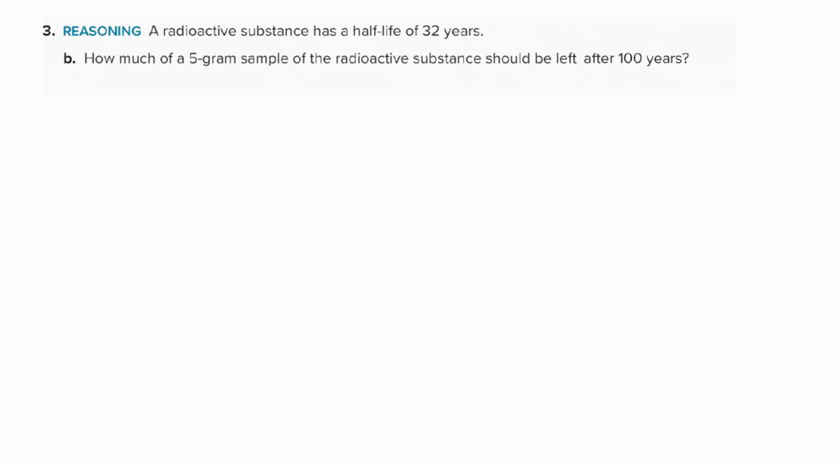So in part B, we use part A. I think you would have understood by now, doing all the long word problems that we have been doing since the beginning of this session, that the parts are interconnected. So I'll be using this equation from part A. Now what is part B asking? How much of a 5-gram sample of a radioactive substance should be left after 100 years?